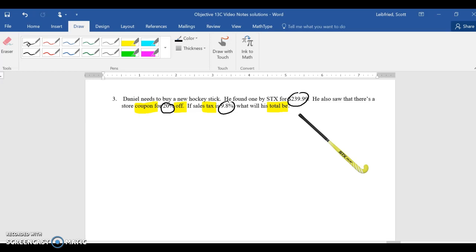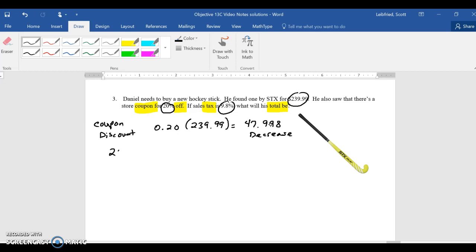The first thing is coupon. Coupon is discount. So we're going to find 20%, which as a decimal is 0.20. We're going to multiply that by 239.99. And we're going to take 0.2 times 239.99, and we get 47.998. So this is our decrease. So it means we're going to subtract it.